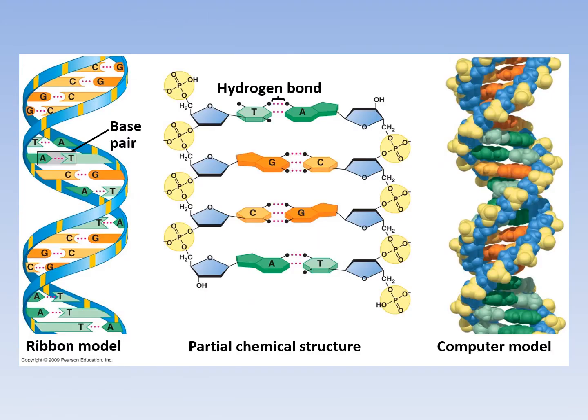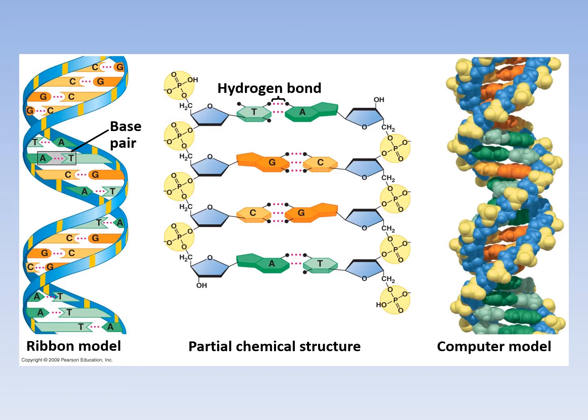These are three models of the DNA molecule: the ribbon model, the chemical structure, and the computer model. Of these, the computer model is the space filling model. So it is more of a true representation of what the molecule looks like.